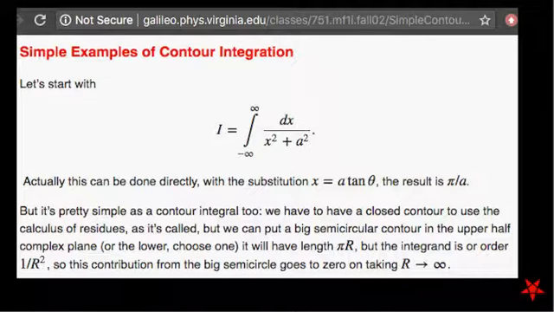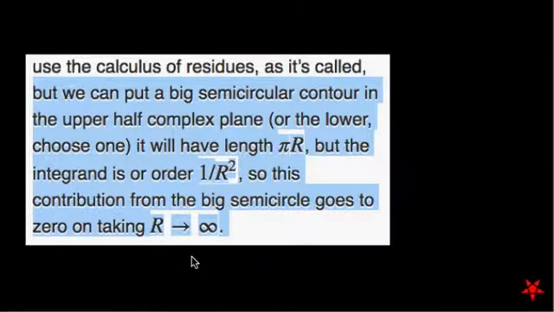So yeah, I believe the part is down here. I don't know if you can see my cursor or not, but it shows the part about how the one integral goes to 0 when r goes to infinity. So yeah, the integral is of the order of 1 over r squared, and that's why the semicircle goes to 0 when r goes to infinity.